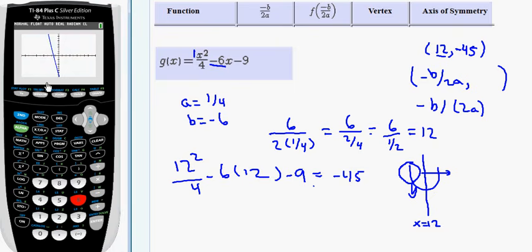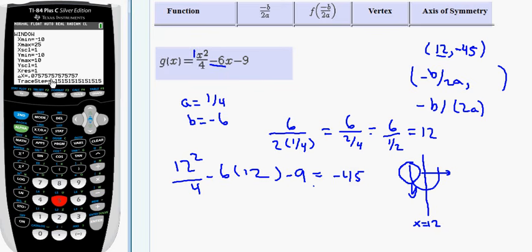To do that, I'm going to hit window. Now my x max lets me go further to the right on the graph. It's currently at 10. My cursor's up here, so I'm going to down arrow. Instead of 10, since I know my vertex happens at x equals 12, I'm going to leave some room and maybe go to, say, 25.